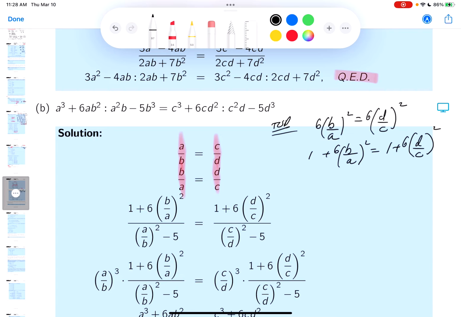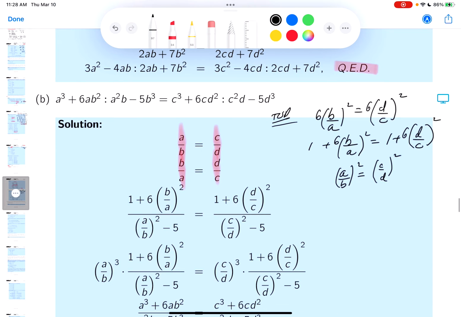Let's look at that bottom. And what I'm doing over there is writing down that a over b is equal to c over d, which means if I square them, they're still equal. And then I could still subtract 5 from both sides and they'd still be equal. Now, you may wonder why I'm doing that. I'm definitely seeing a 5 in the bottom of both of them and a 1.